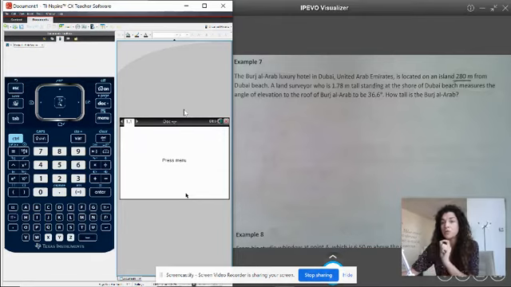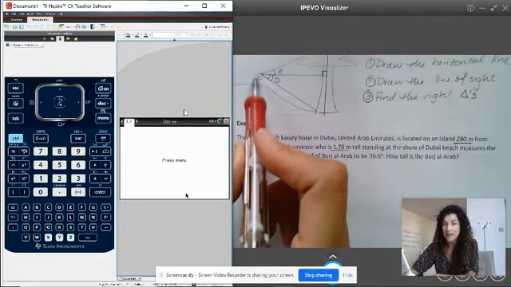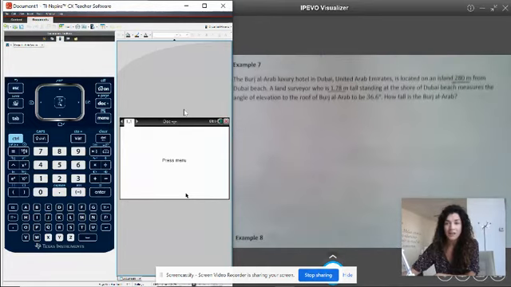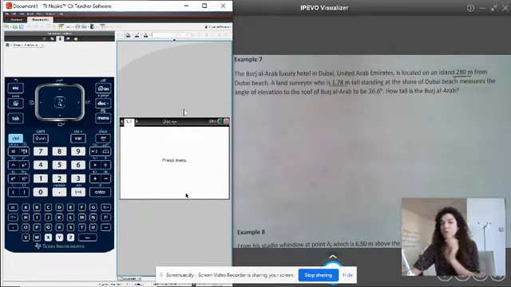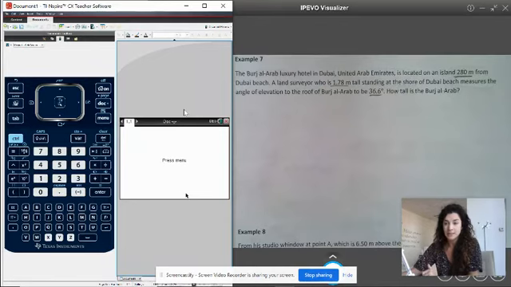A land surveyor who is 1.78 meters tall. So again, going back to this idea that sometimes you're given the height of somebody and it does matter. Standing on the shore of the Dubai beach, measures the angle of elevation to the roof of the building to be 36.6 degrees. How tall is the building?